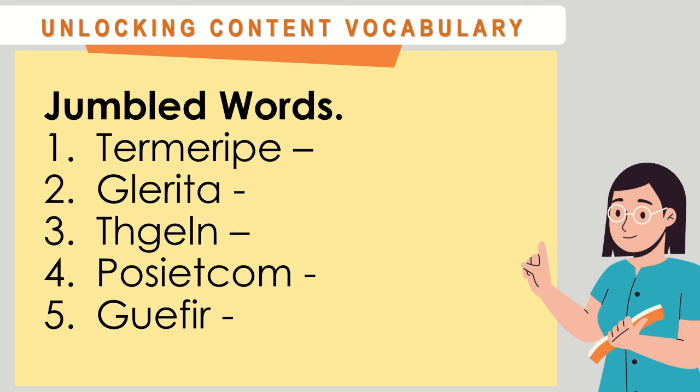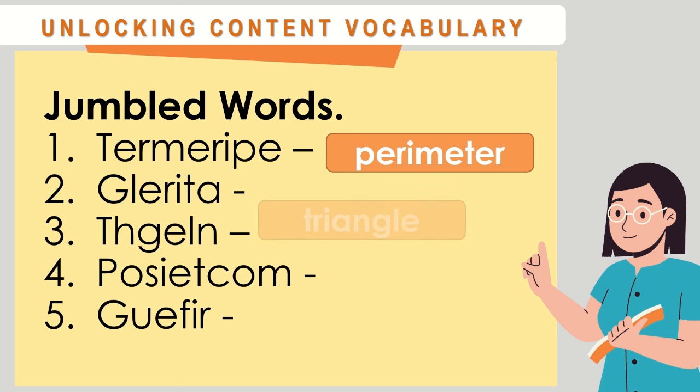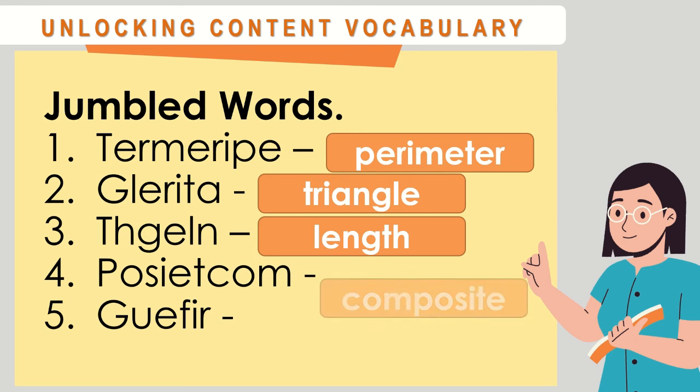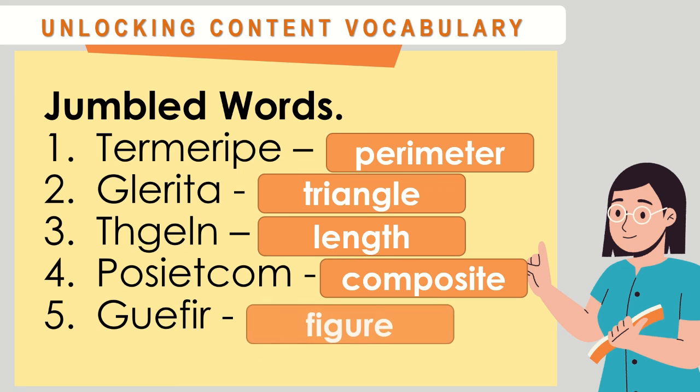Here are jumbled words. Arrange these letters to make a word. You're right, number 1 is perimeter. 2 is triangle. Number 3 is length. 4 is composite. And number 5 is figure.